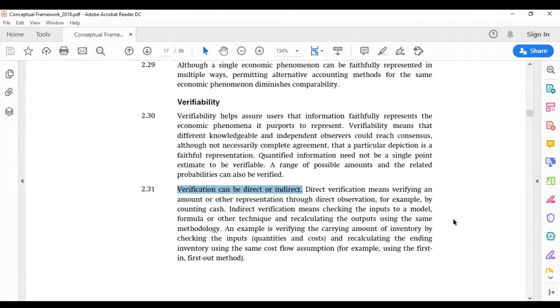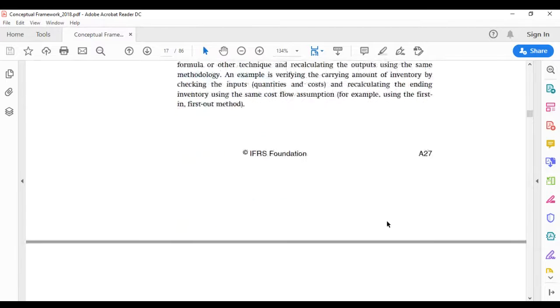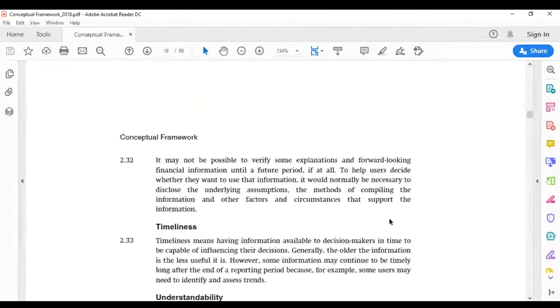You haven't used a source document, such as an invoice or a bank statement, to calculate the value of your inventory. You've used a calculation to arrive at your closing inventory, and that is an example of an indirect verification of the amount that you are disclosing, or the facts that you are disclosing.